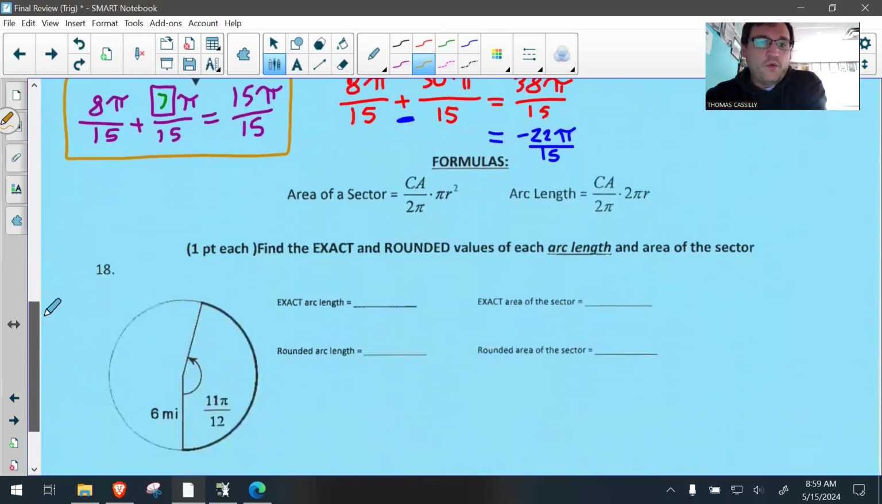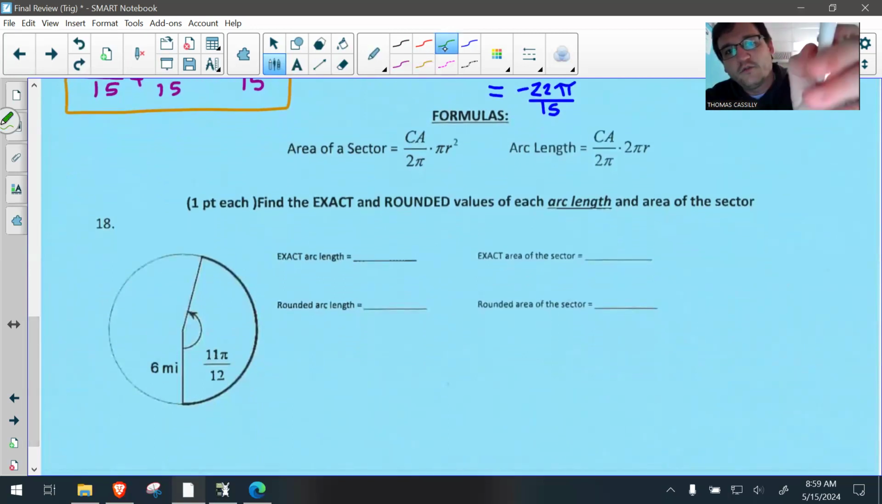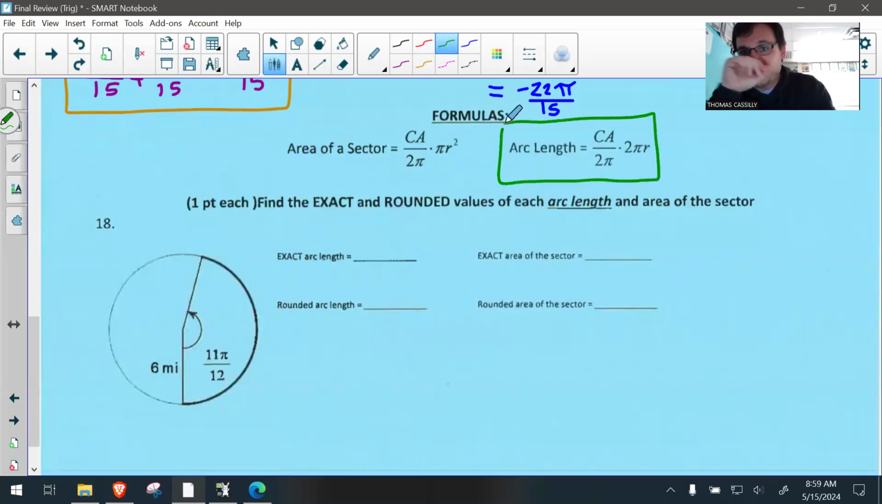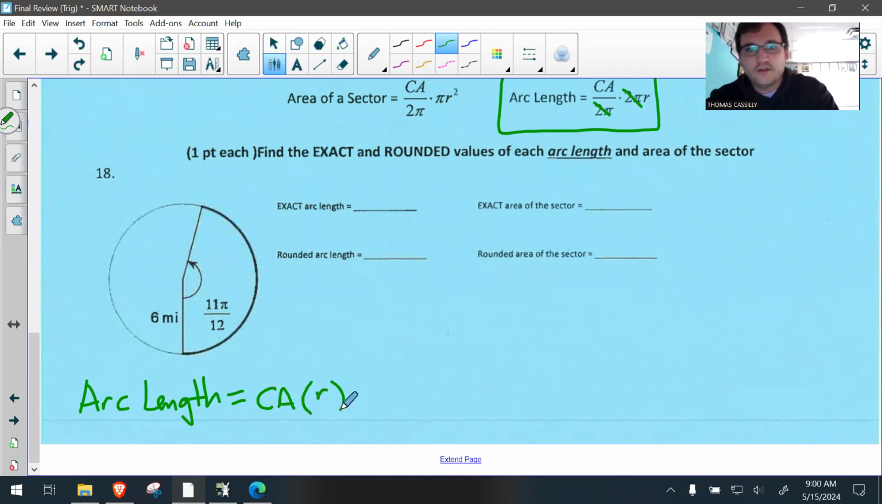All right, we got one more here, arc lengths and areas of sectors. So this arc length formula here, this is in radians, and I actually don't like the way that this is written, because if you notice, look at those 2 pi's. The 2 pi's end up canceling. So we could really say that the arc length here is just equal to CA, that stands for the central angle, times the radius.